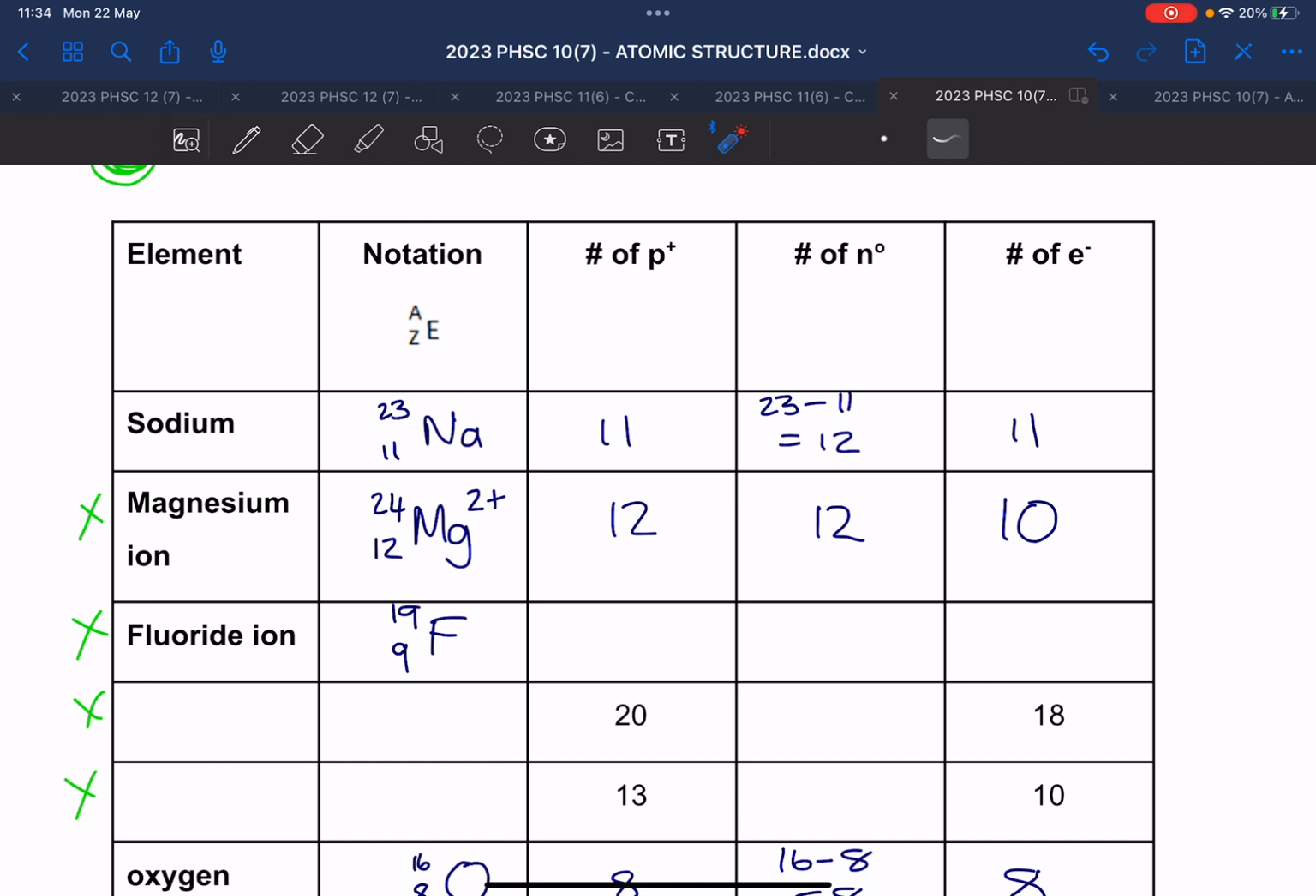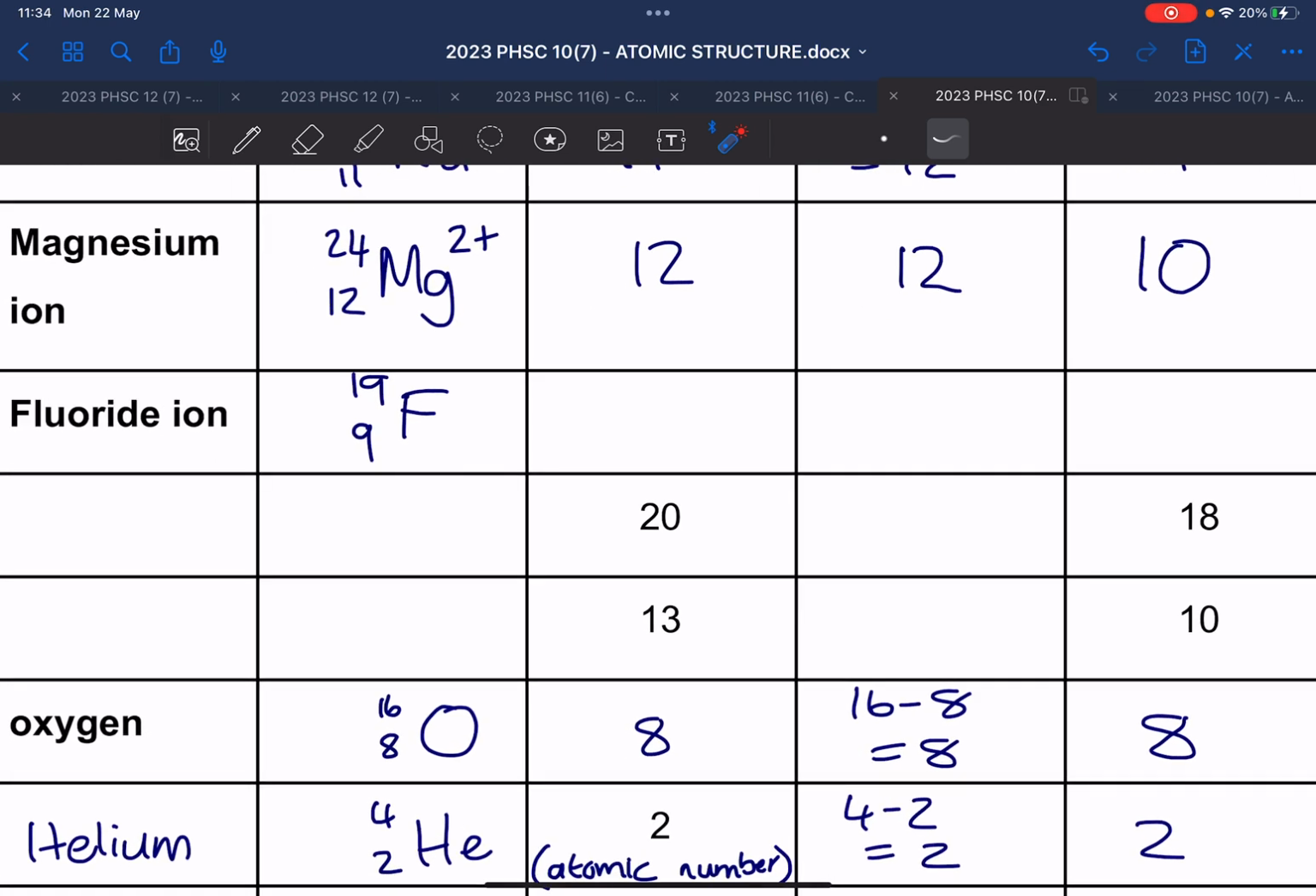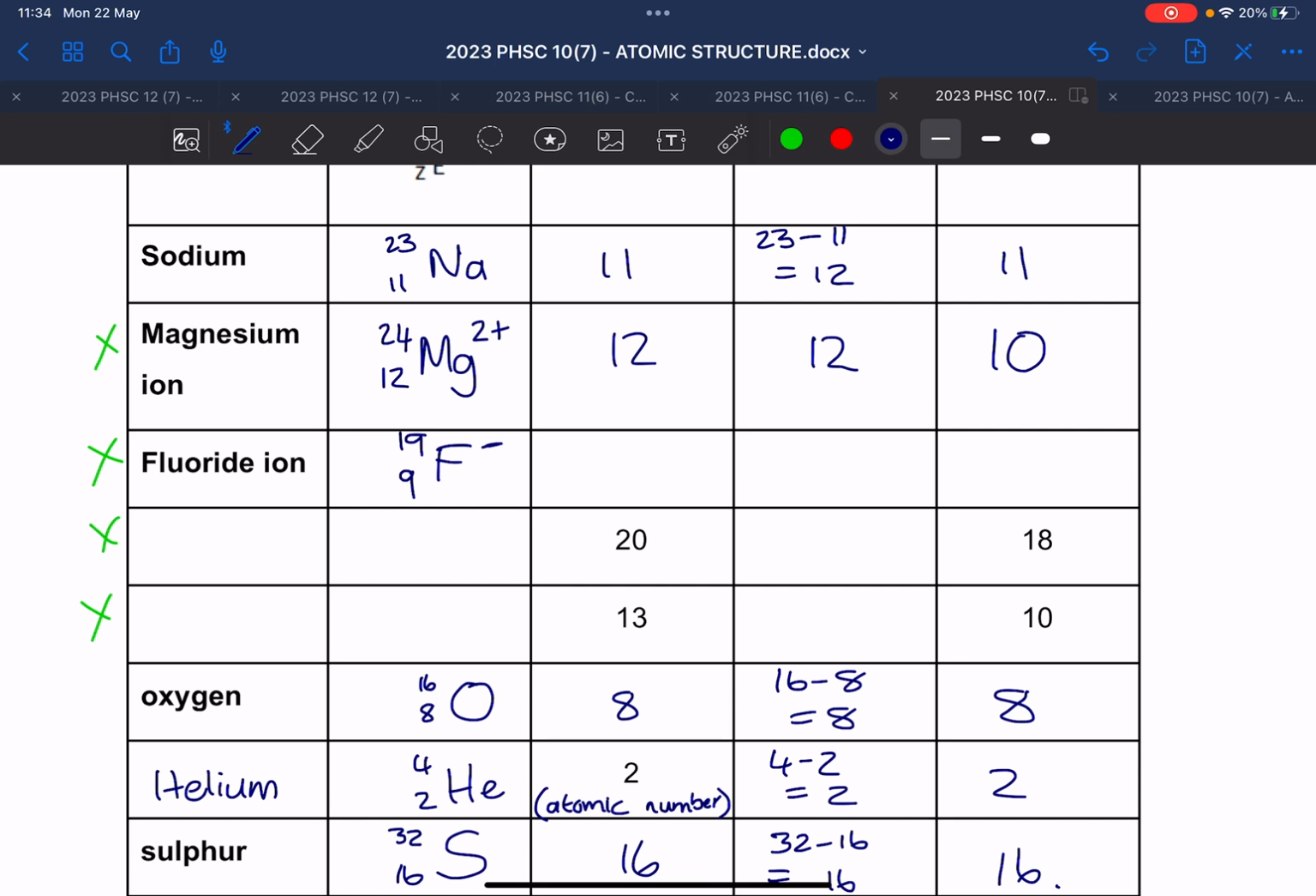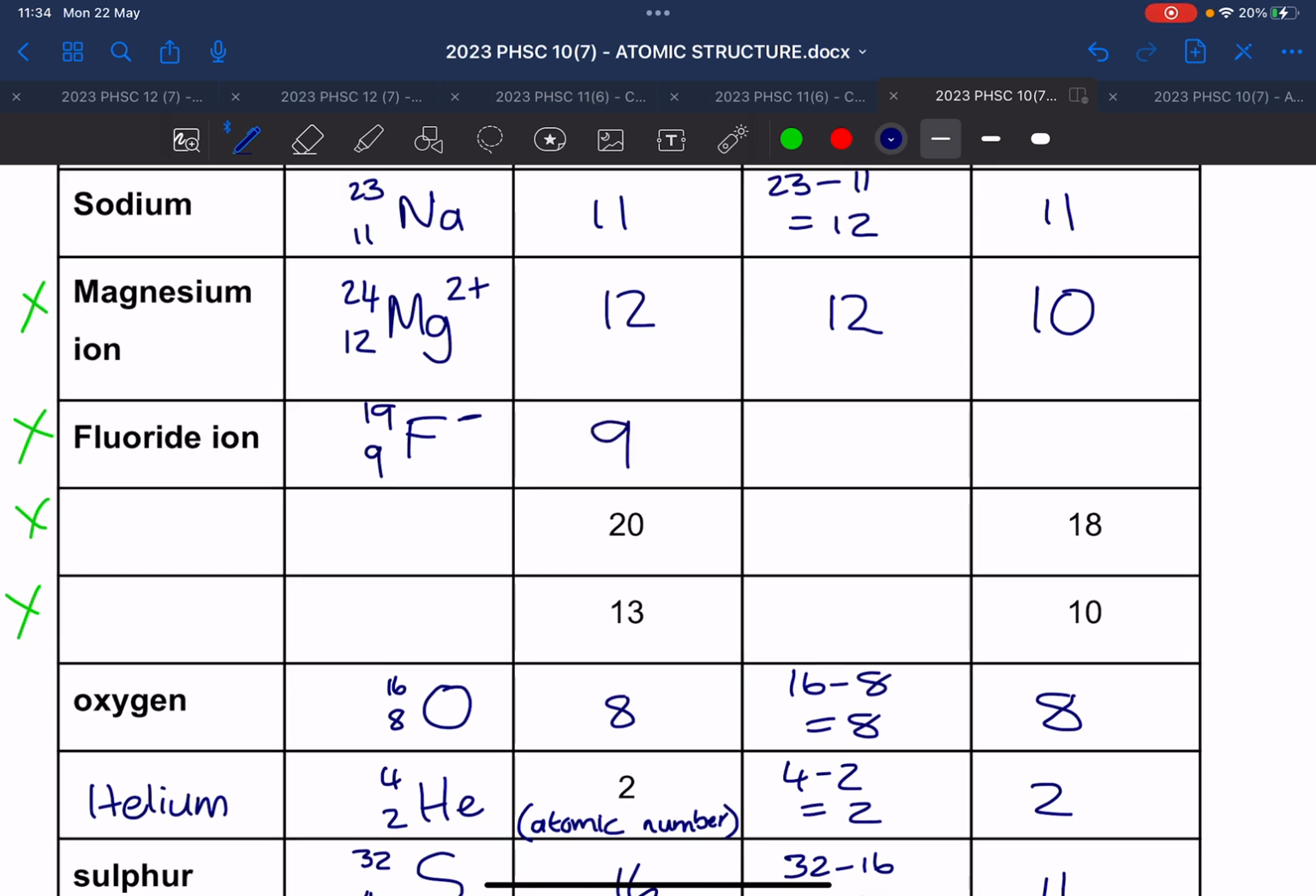Fluorine has 9 electrons. If it gains, it goes 1, 2, 3, 4, 5, 6, 7, 8, 9 in the outer shell. It will gain 1 electron. Okay, so the fluoride ion is just F with a negative because it gained 1 electron. Okay, so let's see. How many protons does it have? 9. How many neutrons? How did you get to 10? And then how many electrons will it have?